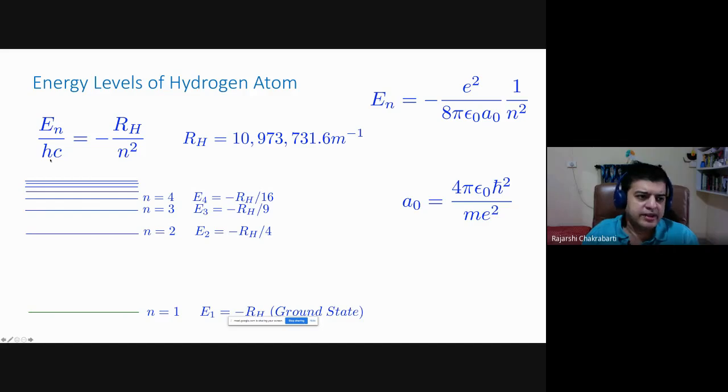And you can write this energy divided by hc. When you divide by hc, this is wave number. In terms of wave number, this is something like Rh by n square, and Rh is given by this. This is called Rydberg constant. So the lowest possible energy state is n equal to 1, which is E1, which is minus of Rh. The next one will be minus of Rh by 4.